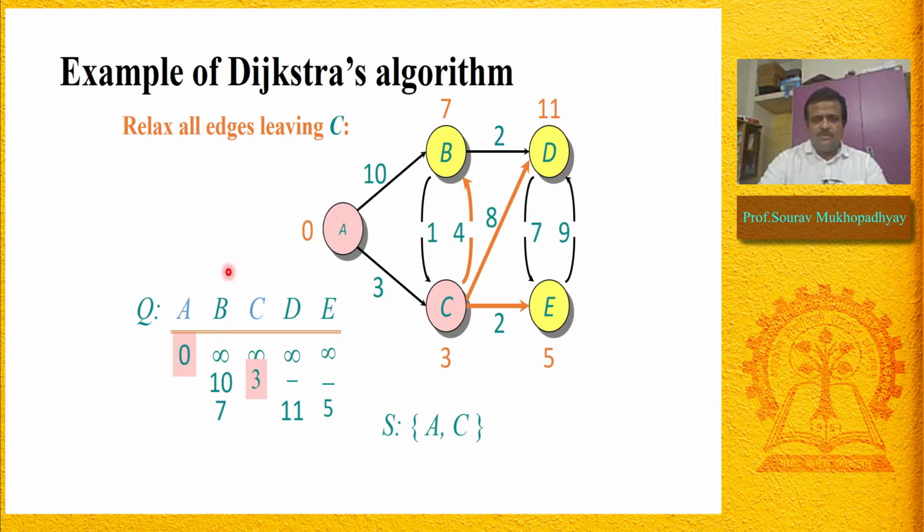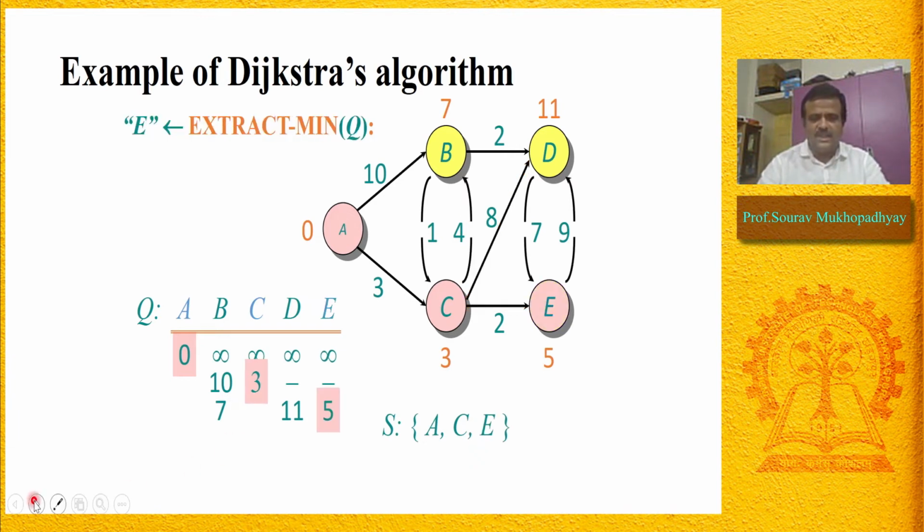So, all these values will be changed. Key value of B is 7 now, key value of D is 11, key value of E is also changed to 5. Okay. Now B, D, E are in our priority queue, and A, C are already added to S. Now, if we check whether the priority queue is empty, it is not. So, we have to extract the next minimum, which is 5, basically E.